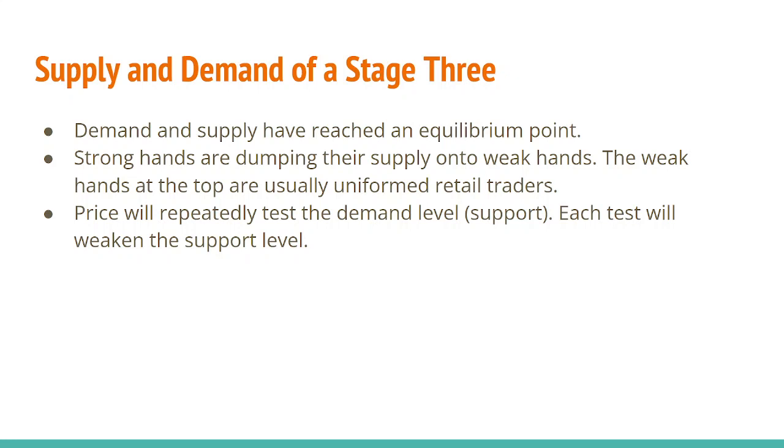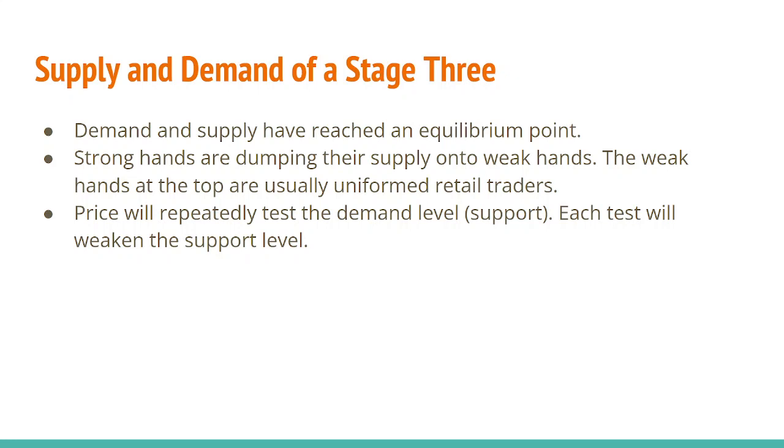Strong hands are dumping supply onto weak hands, and the weak hands in this case are usually uninformed retail traders that are buying at the top. They're having all that media attention. They're seeing about their favorite crypto in the newspapers. They're seeing about their favorite stock all over Twitter. They think this is the buying opportunity of a lifetime because they missed out on that initial breakout from Stage 1 to Stage 2. And they think that this pullback is going to be their chance to really load up and be able to ride that next wave up.